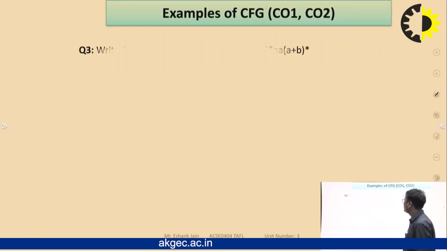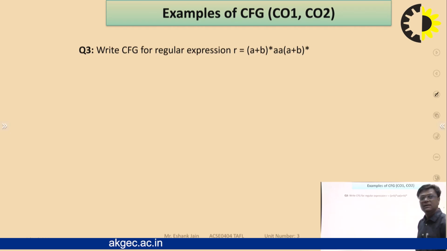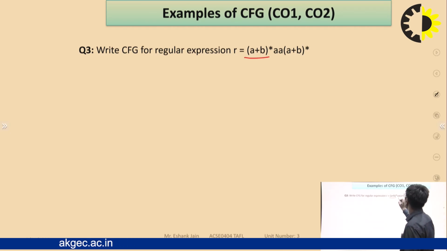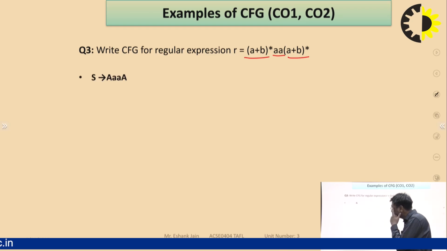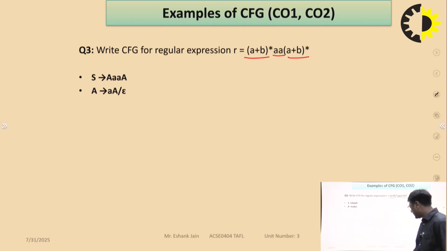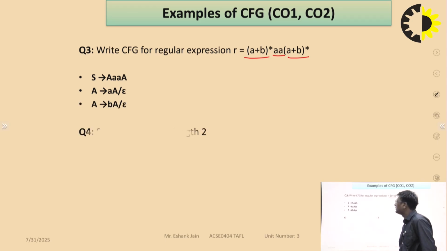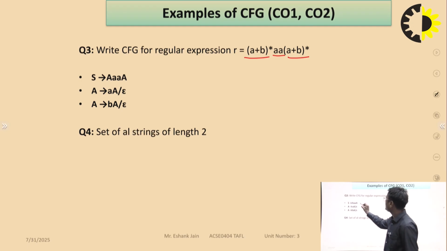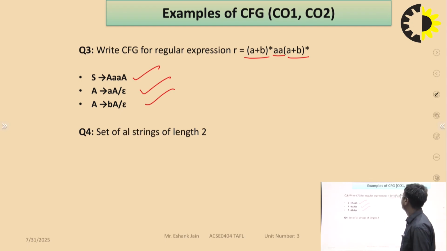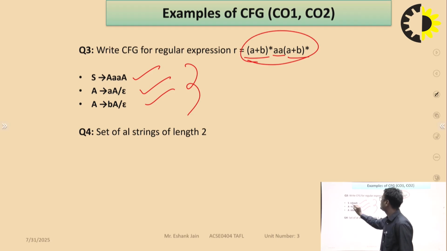Now an example of another CFG is (A+B)* AA (A+B)*. We can see that these productions construct this regular expression: S tends to A small AA | epsilon, B A | epsilon.